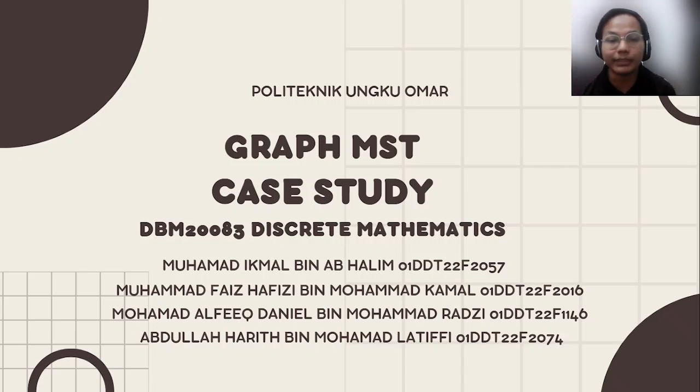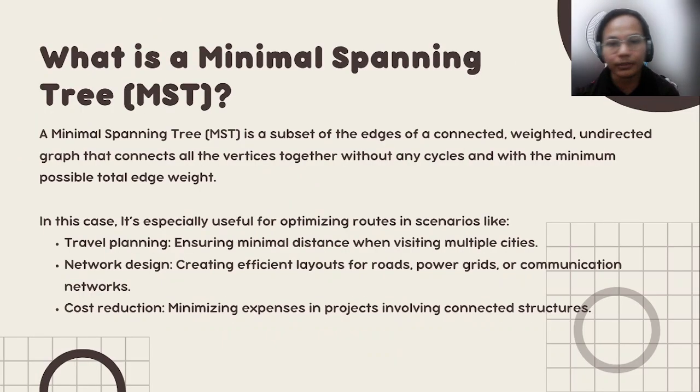Right now, we'll be discussing the case study for DBM20083, which is discrete mathematics, regarding the topic graph minimum spanning tree, or short form is MST. Moving on. As for the introduction, what is a minimum spanning tree or MST? A minimal spanning tree is the subset of the edges of a connected weighted undirected graph that connects all the vertices together without any cycles and with the minimum possible total edge weight.